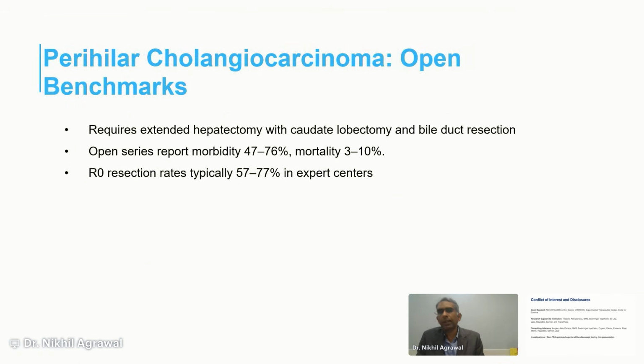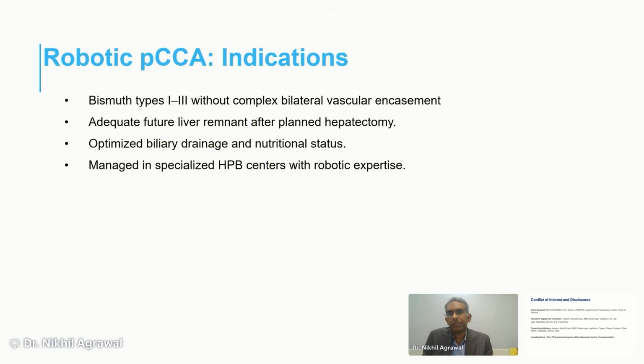Now let's come to hilar cholangiocarcinoma. Hilar cholangiocarcinoma is again, as I said, a very challenging surgery where we have to remove part of the liver, mostly a right or a left, mostly an extended hepatectomy. Morbidity and mortality rates are on the higher side, and R0 resection rates are typically around 75%.